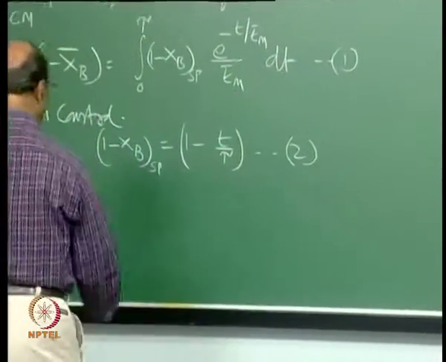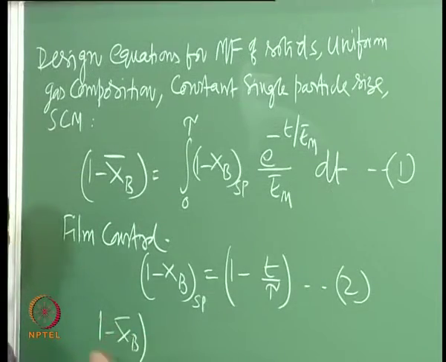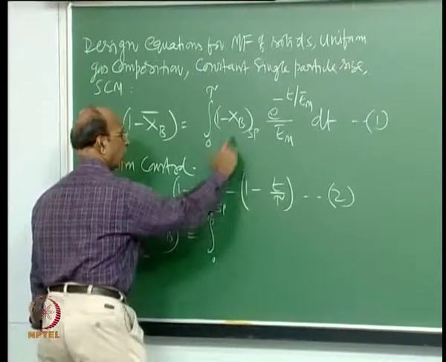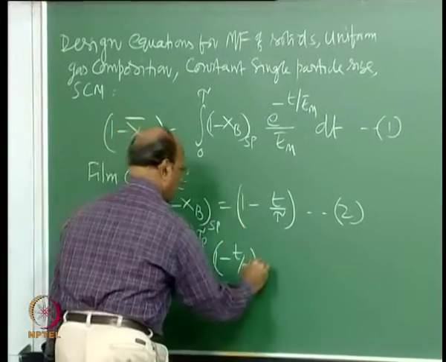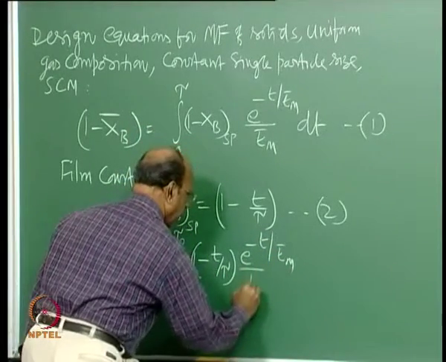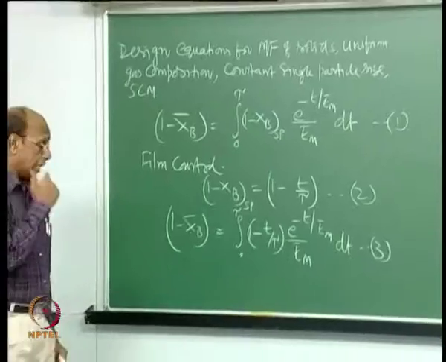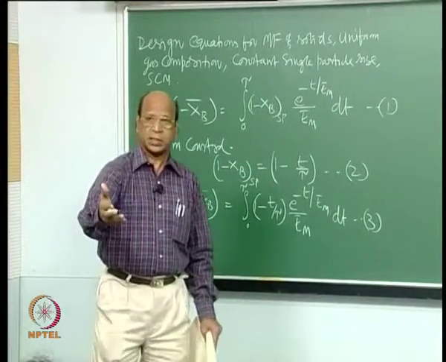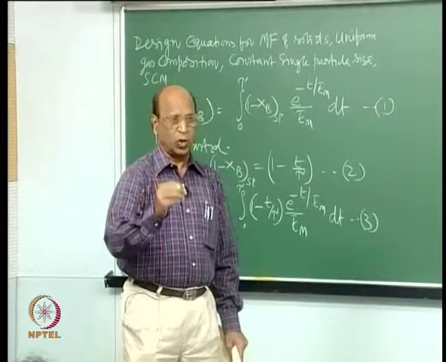Okay. Good. So, substituting equation 2 here, we have for single particle, integral from 0 to tau of 1 minus t by tau times e power minus t by t bar m, divided by t bar m, dt. So this is equation 3. And I am going to write here, after integration you are going to get the final expression, but if you write the same thing in the examination, I do not give you marks. So it is not memory, you should also use the mathematics.